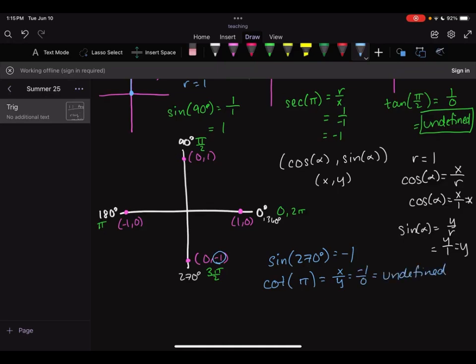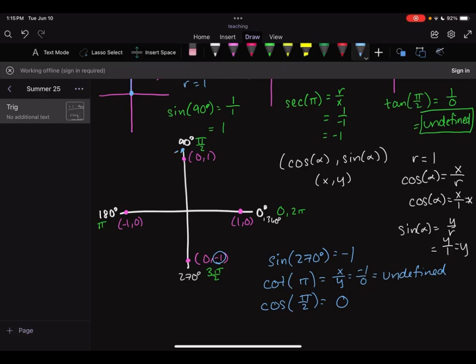Let's look at another one. We'll do cosine of pi over 2. So pi over 2 is up here at the top, so I'm looking at this point for this one. Cosine corresponds with the x value, so here it would just be 0. So you want to be able to get pretty familiar with doing these and be able to do them quickly. That's why I kind of like to use this.